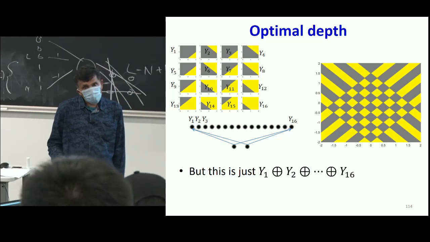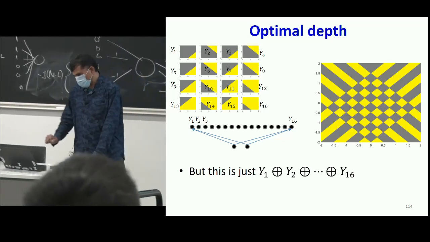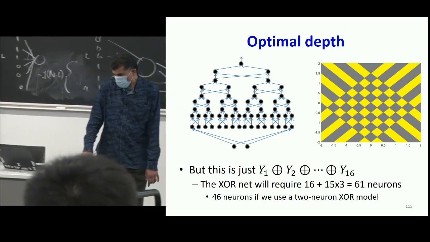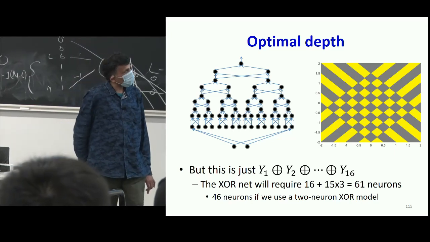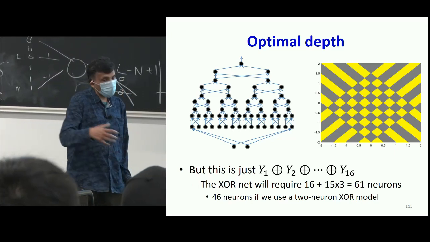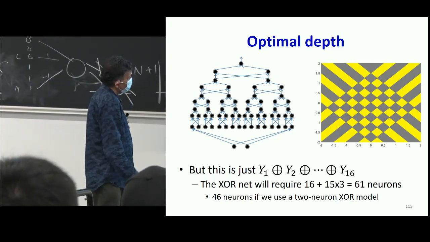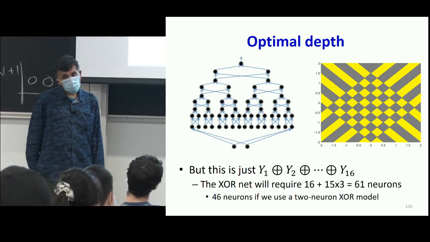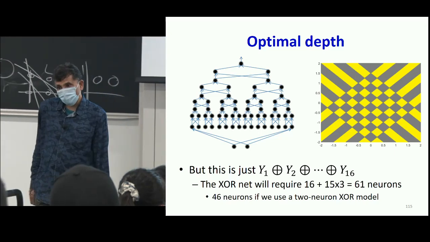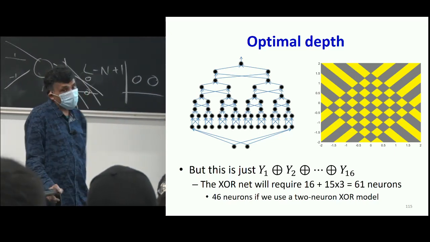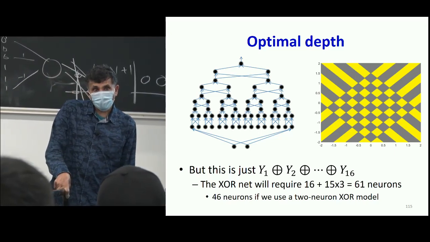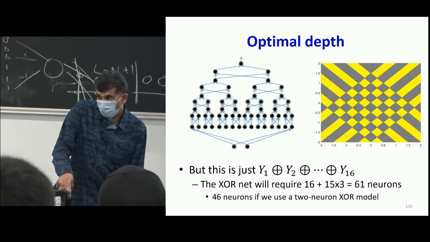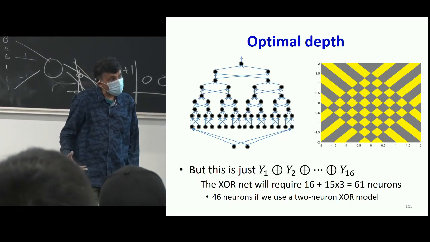And so because this is an XOR of all 16 outputs, I can actually compose it with an XOR network. And an XOR over 16 outputs is going to require 15 times 2. I don't even need 3 neurons per XOR. So it's going to require 30 plus 16, 46 neurons will do it. Whereas otherwise I needed 57 neurons, right? But then, the difference doesn't seem very dramatic.